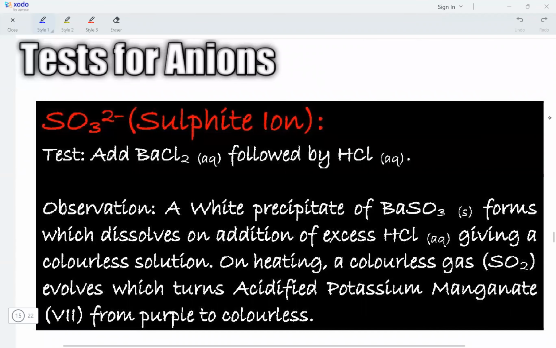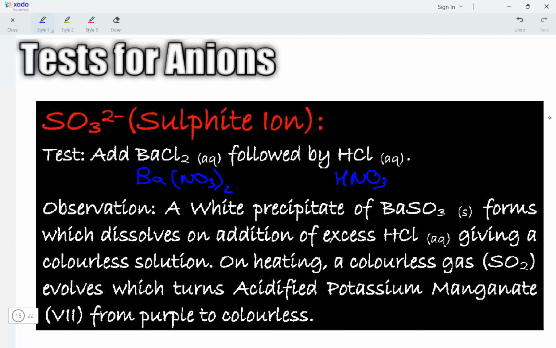Our next ion is sulfite ion. Now this sulfite ion has a similar test to sulfate ions, which is we add barium chloride followed by HCl, or we add barium nitrate followed by HNO3. Whichever test we perform, we end up with a white precipitate forming when barium ions are introduced, but this white precipitate dissolves to form a colorless solution upon addition of the acid in excess, whether it be HCl if BaCl2 is added, or HNO3 when Ba(NO3)2 is added.